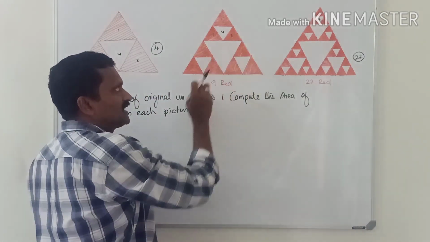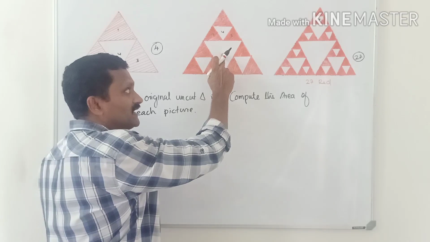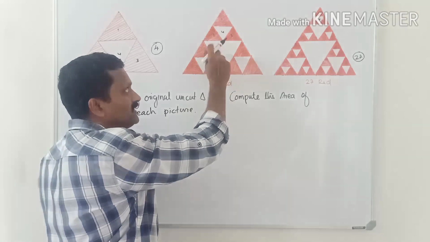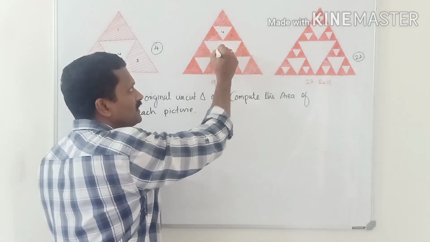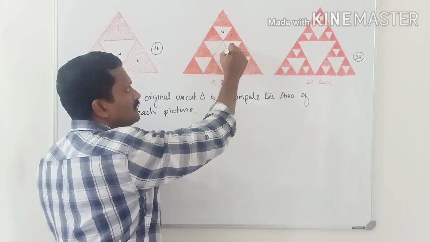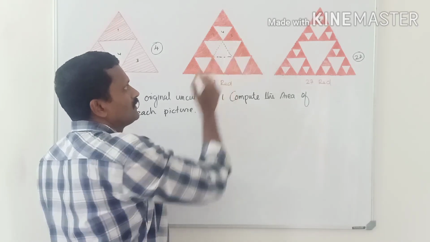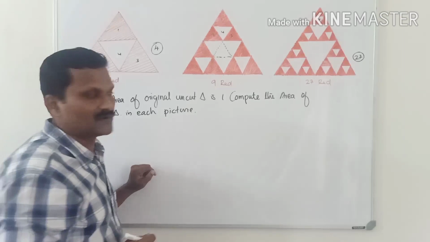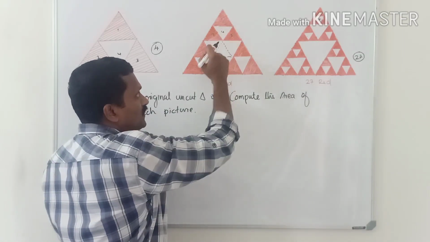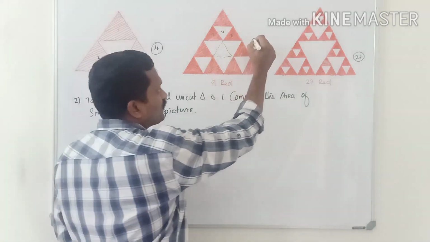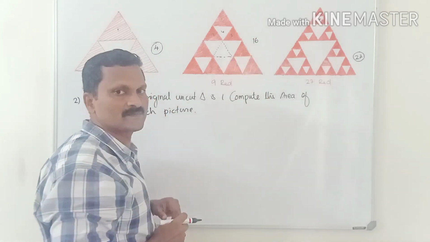Then what about the cut portion? Here also we have 4 triangles. We can divide this into 4 parts like this. Divided into equal parts, we got 4 triangles. So 4, 4, 4, 4, 4 fours are 16 triangles.